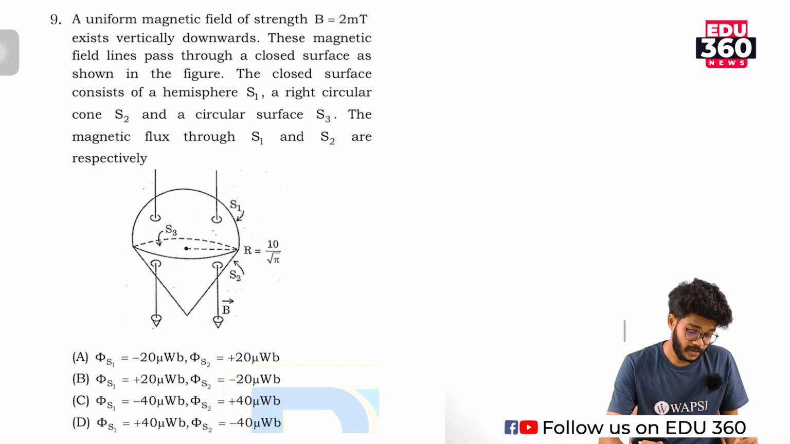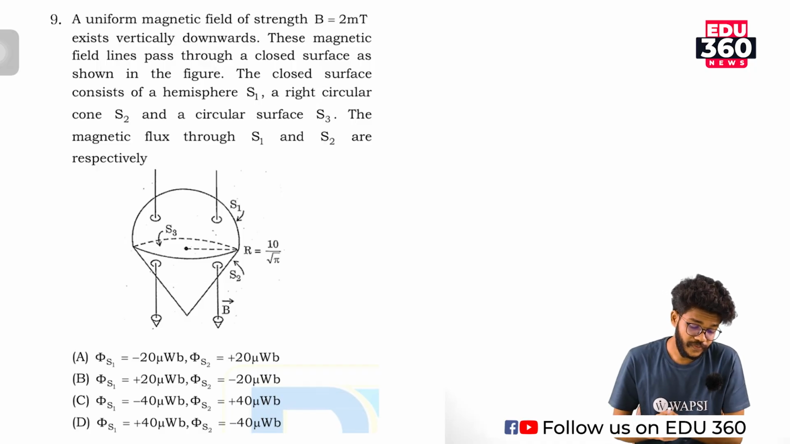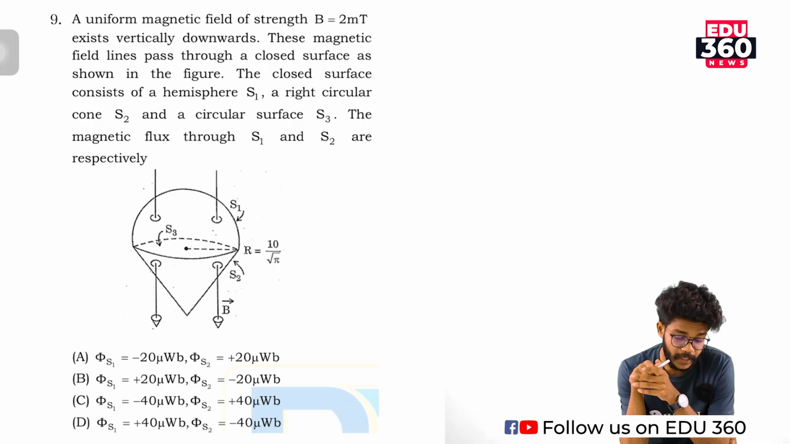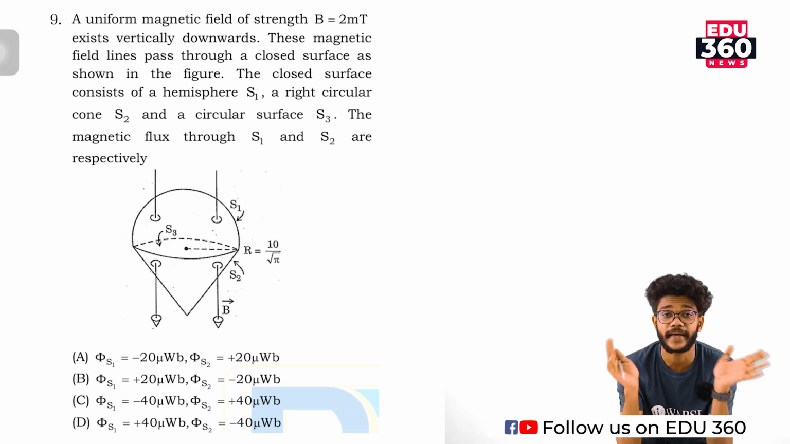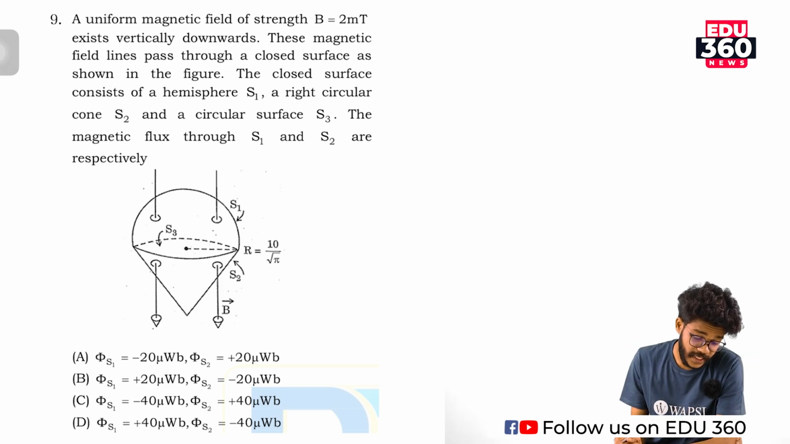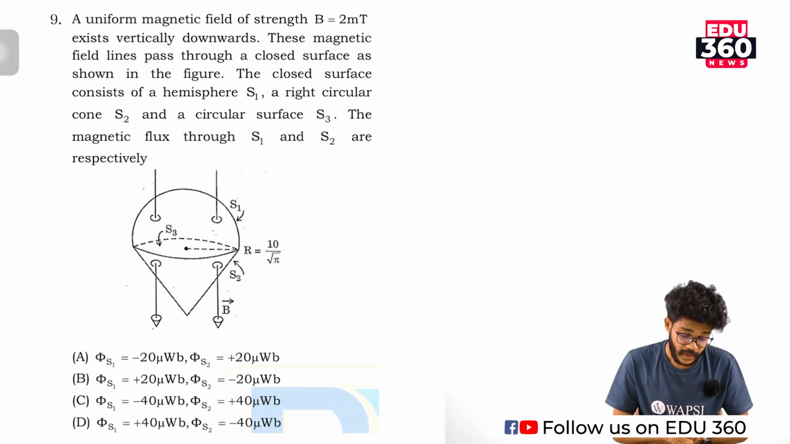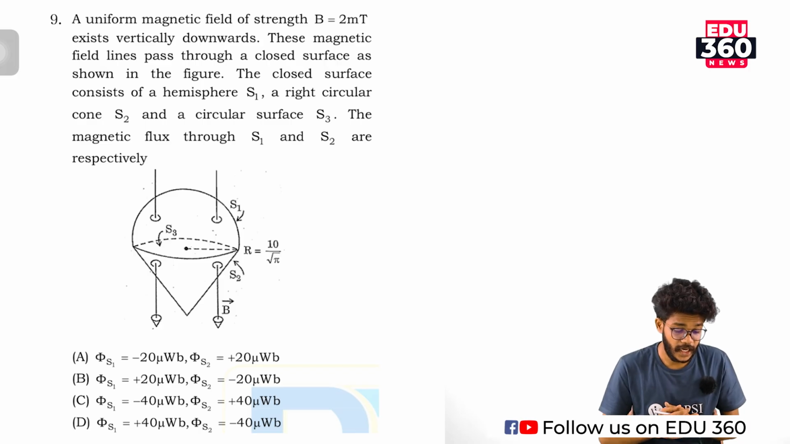So, we can move to the 9th question. A uniform magnetic field of strength B, B is 2 millitesla, that means 2 into 10 raised to minus 3 Tesla, exists vertically downward. These magnetic field lines pass through a closed surface as shown in the figure. The closed surface consists of a hemisphere S1, a right circular cone S2, and a circular surface S3. The magnetic flux through S1 and S2 are respectively.